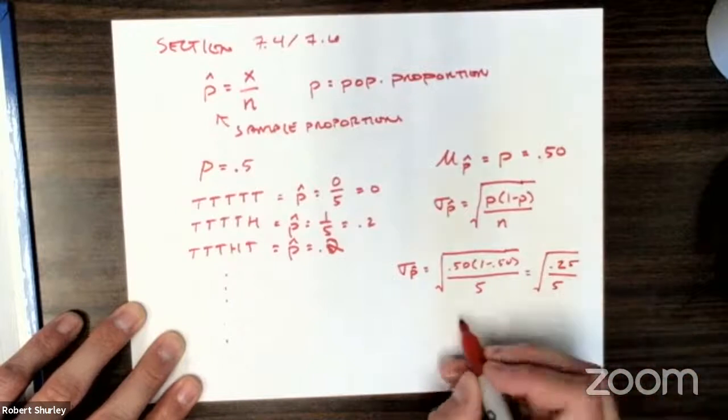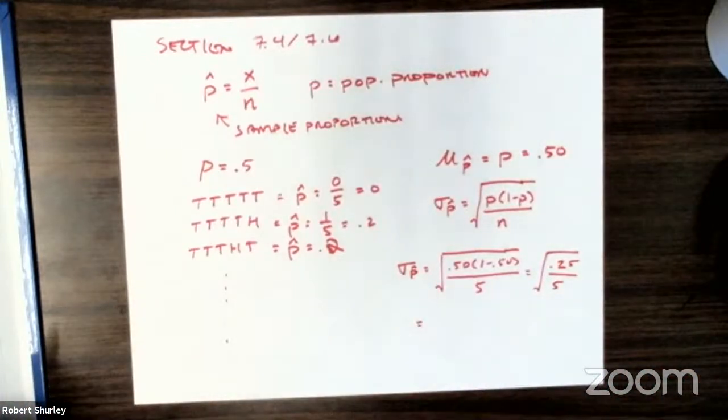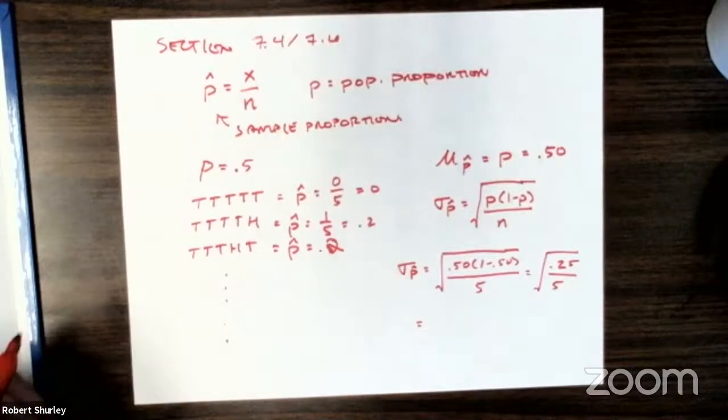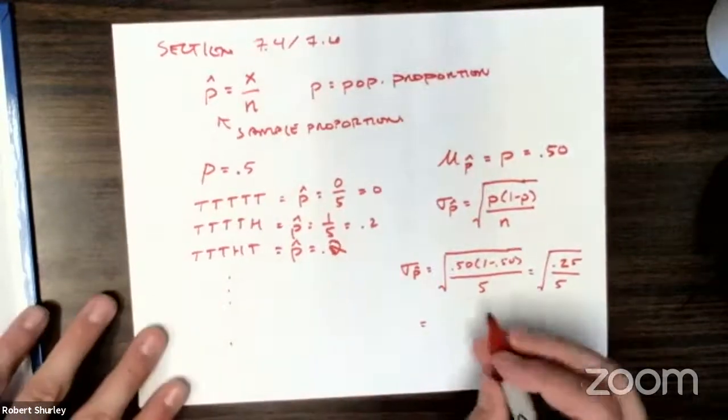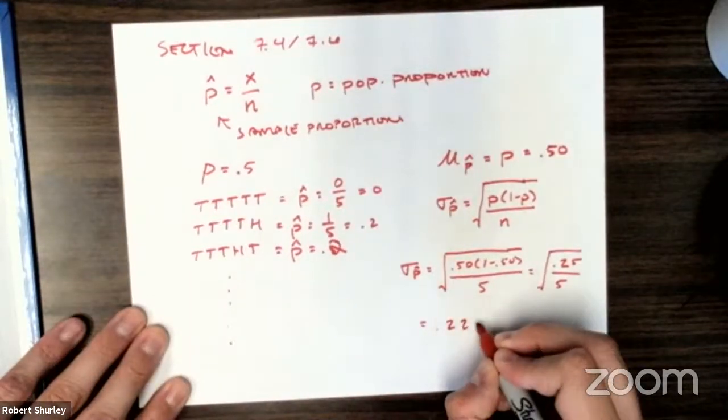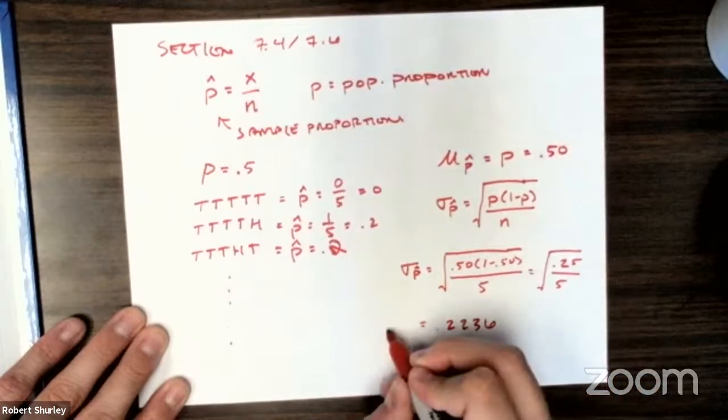divided by 5. So now I'm going to just put all that in the calculator. The square root of 0.25 divided by 5, make sure that's all under the radical, and you wind up with 0.2236.